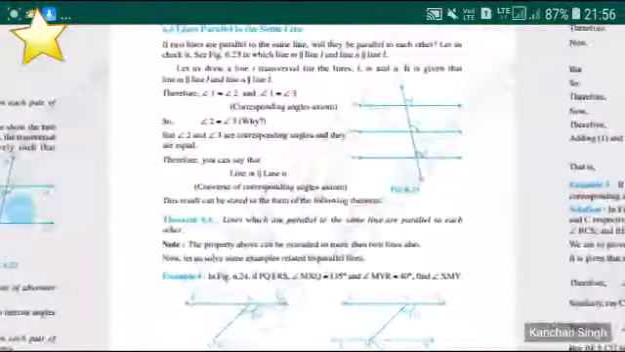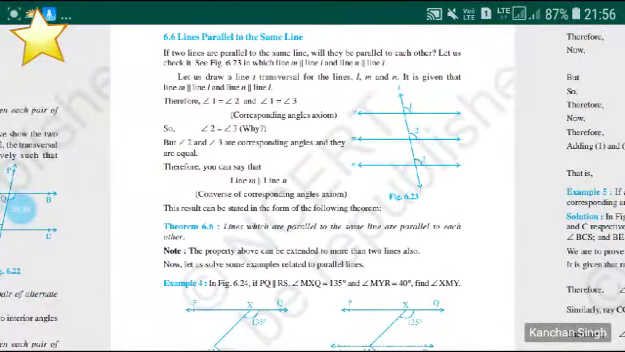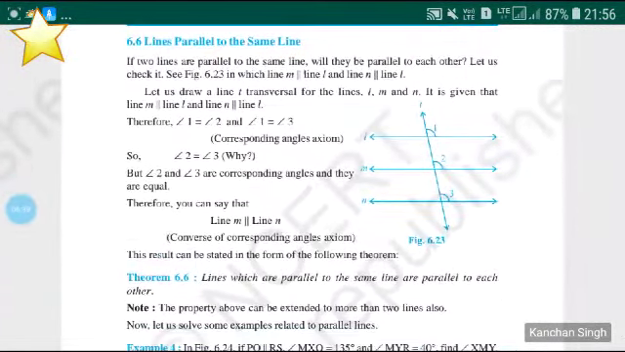Now, on the basis of this, one more thing we have to remember: lines which are parallel to the same line are parallel to each other. Here you see L is parallel to M and M is parallel to N. So we can say that line M is parallel to line N.